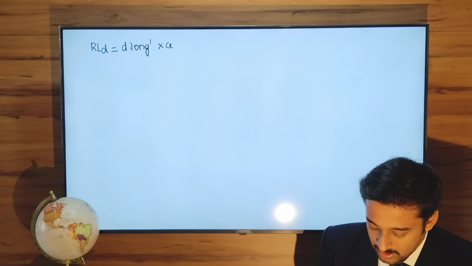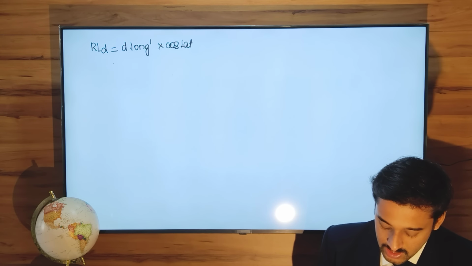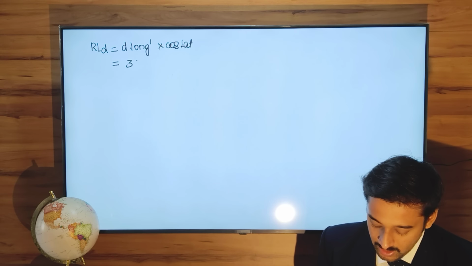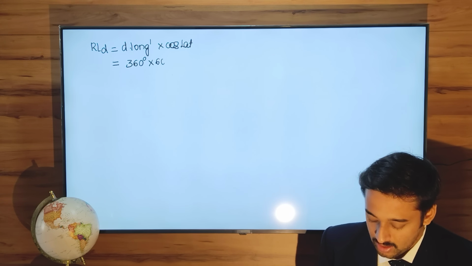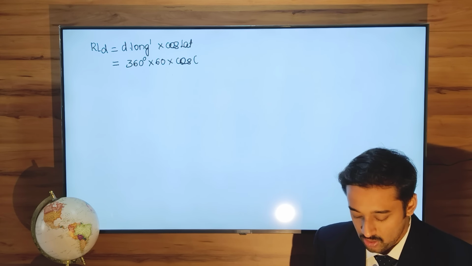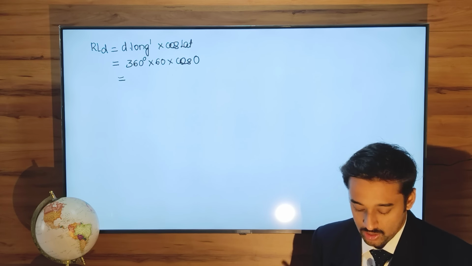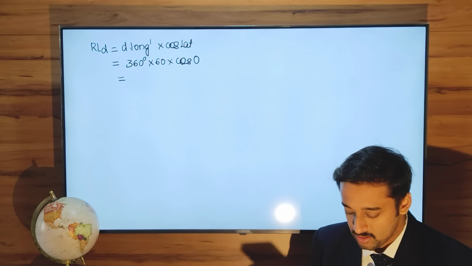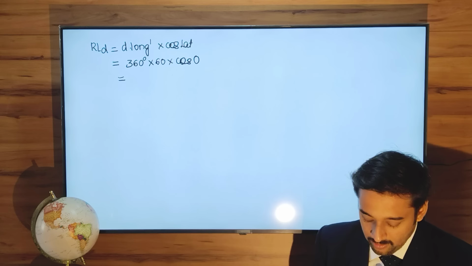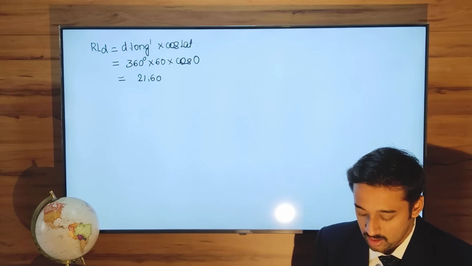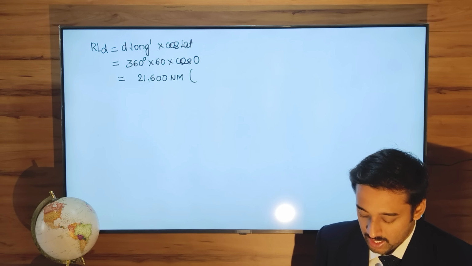So again, at the equator the rhumb line distance will be d long into cos of lat. So the rhumb line distance at the equator will be 360 degrees into 60. Latitude at the equator is 0. Cos 0 is 1. So 360 into 60 is 21,600 nautical miles. That is at the equator.